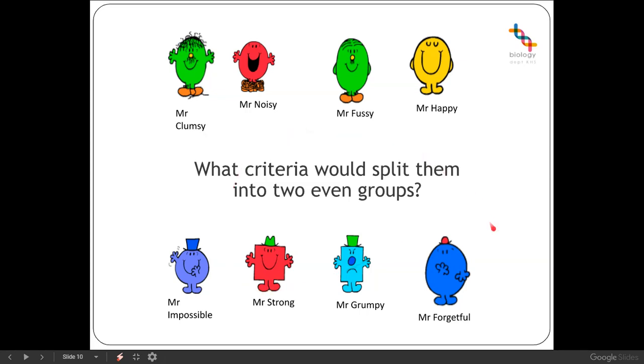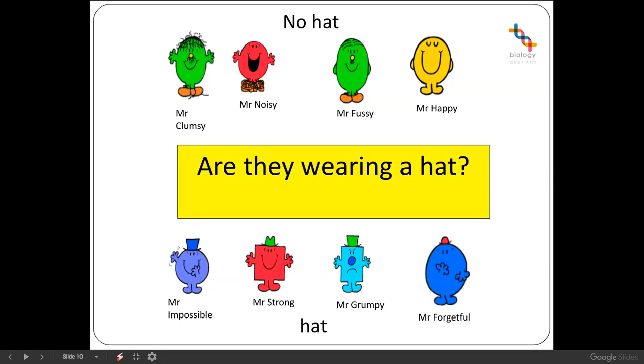As you look at them, you might spot a few different things. I'm going to go through the ones that I have chosen, but just so you know, there's no really right or wrong way of writing a branching key. As long as your criteria, your questions, split them up into the correct groups and you can identify them all correctly at the end. So we're going to look at the criteria that I've got just now, just because I'm not there to hear your answers. So if we look at these guys, what criteria would split them into two even groups? Well, are they wearing a hat would be my first question. So these 4 up here have all got no hat on. The 4 down here have all got a hat on.